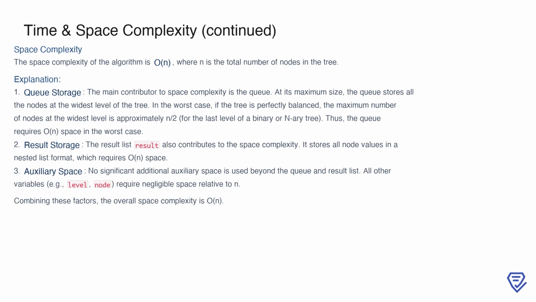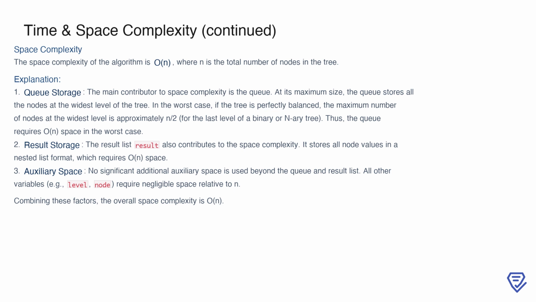The space complexity of the algorithm is O(n), and this is primarily due to the storage requirements of the queue. The queue's maximum size corresponds to the number of nodes at the widest level of the tree. In a perfectly balanced tree, the widest level is typically the last level, which can contain approximately n/2 nodes, making the queue's space requirement O(n) in the worst case.